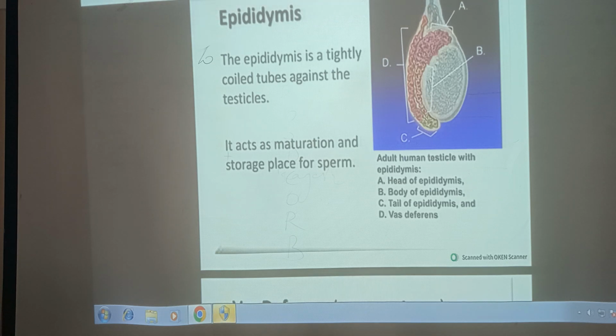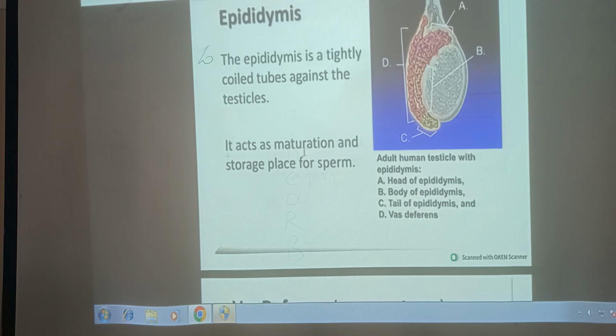Number one is the caput epididymis, the corpus epididymis, and the cauda epididymis. The main important role of the epididymis is storage: the epididymis provides a storage space for the sperms and gives sperms time to mature. Storage of sperms and maturation of sperm. The epididymis is a tightly coiled tube against the testicles.